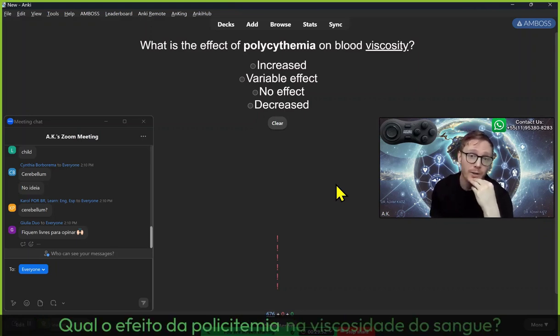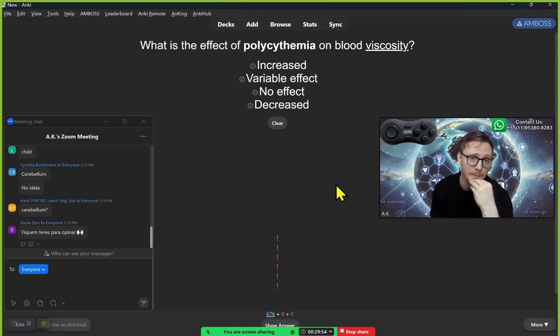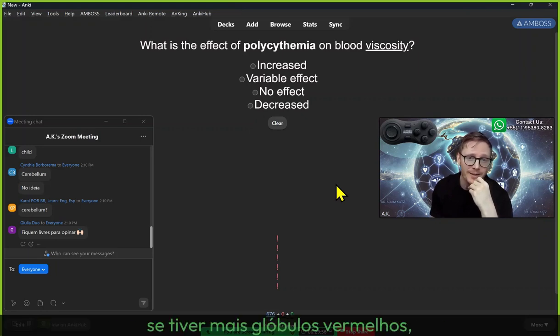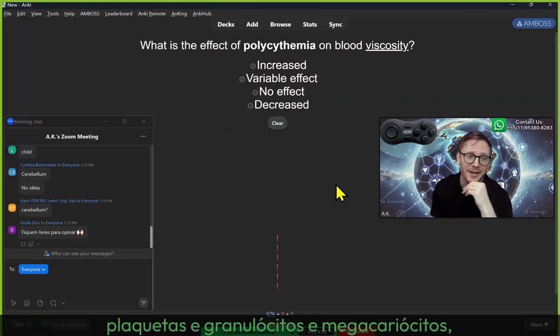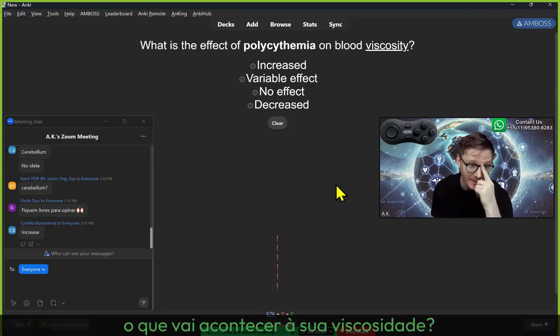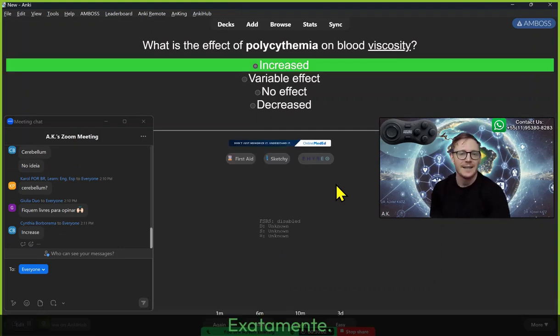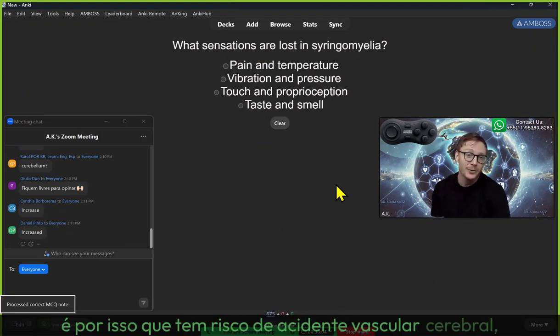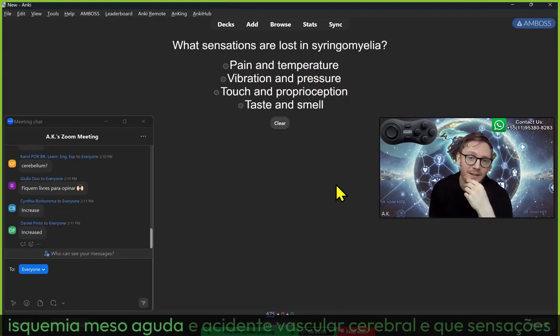What is the effect of polycythemia on blood viscosity? So if you have more red blood cells, platelets, granulocytes and megakaryocytes, what's going to happen to your viscosity? Exactly. And you have clotting. That's why you have stroke risk, acute mesenteric ischemia, and stroke.